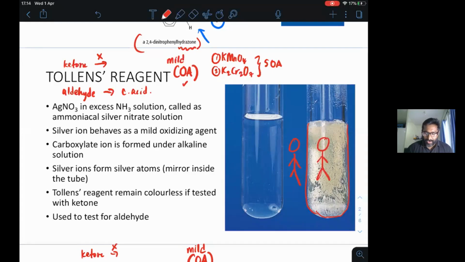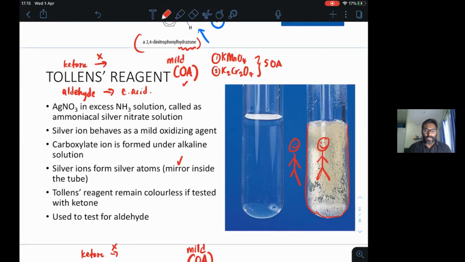If you have a very nice looking face over here, you can see your face over there. So that's going to be a mirror image that will be formed. You can see a mirror being formed inside the test tube. So this is going to be the positive result for Tollens' reagent: you will have something like a mirror being formed.